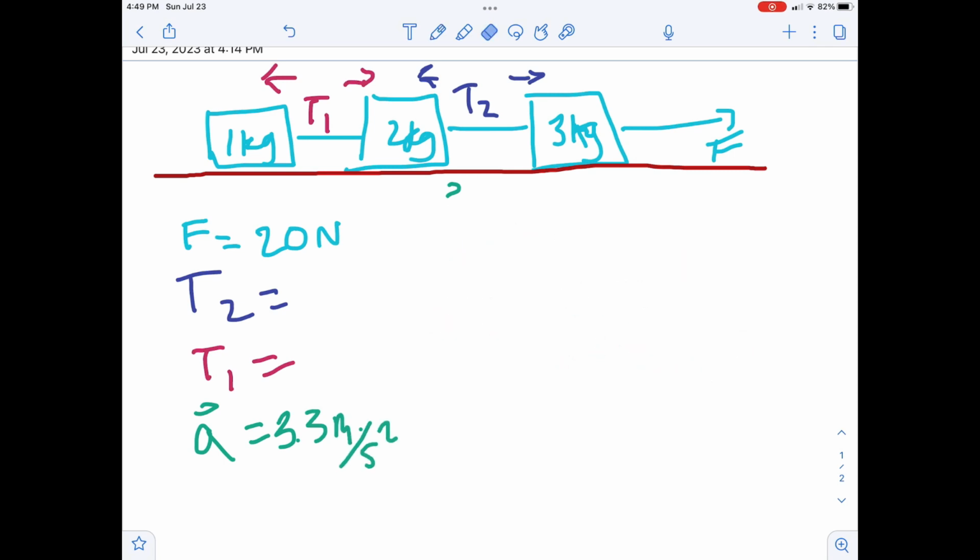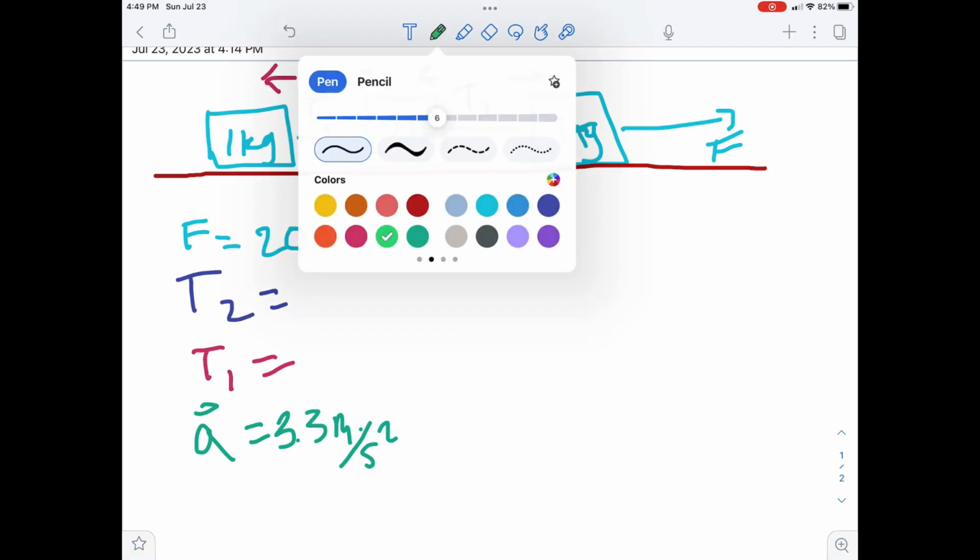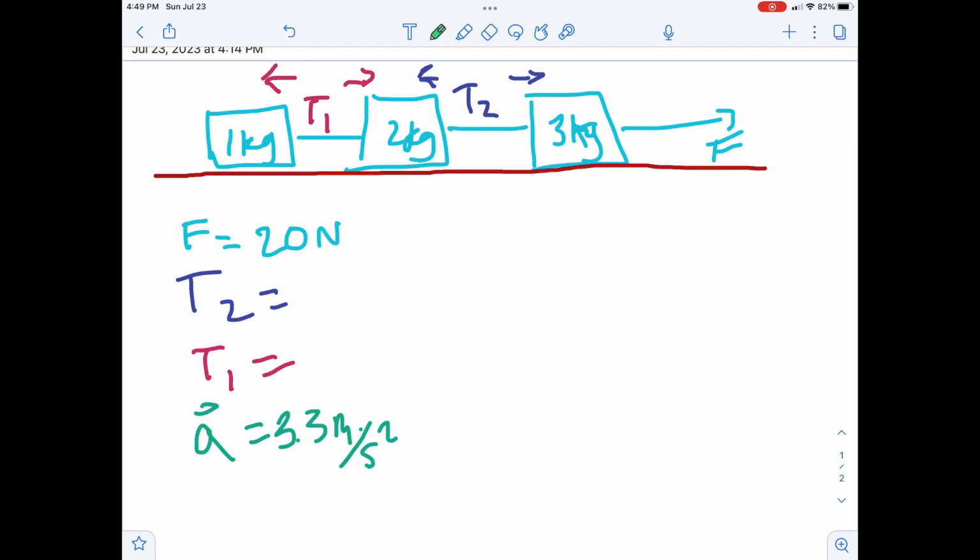Okay, so now that I know acceleration, I'm going to move on to solve for tension 2. To solve for tension 2, I'm actually going to isolate the 3 kilogram block and look at that as my only system. So I'm going to start with Newton's second law again and say the net force is equal to mass times acceleration.